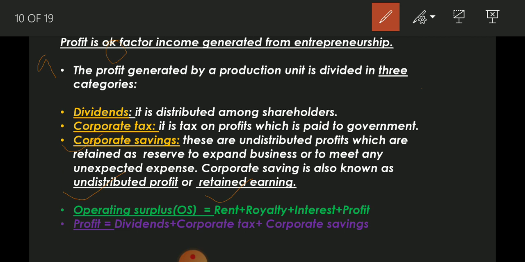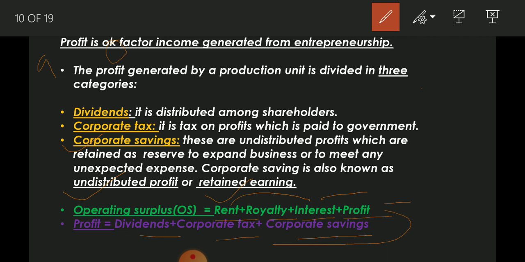So in short, operating surplus is the sum total of rent, royalty, interest and profit. Rent, royalty and interest are earned from property, and profit is earned from entrepreneurship. And profit is further divided into three parts: dividend, corporate tax and corporate saving.